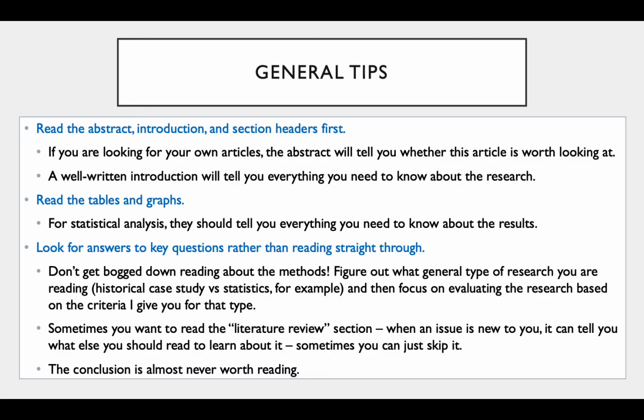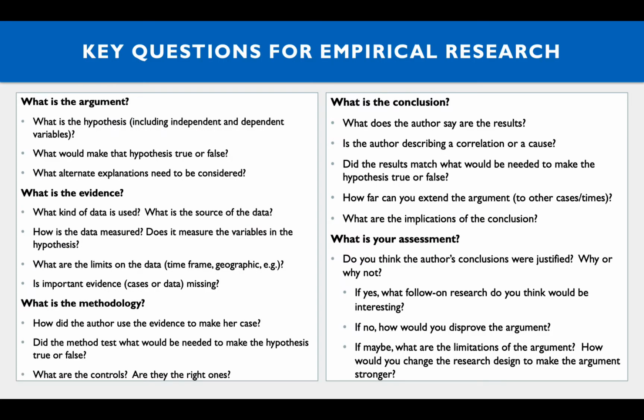So, how should you read these articles? First, read the abstract, introduction, and section titles carefully. For statistical articles, you also need to read the tables and graphs to assess the results. After that, you need to stop, think about what the authors are actually testing and how you can best evaluate that. This is really going to vary based on the topic and methodology.